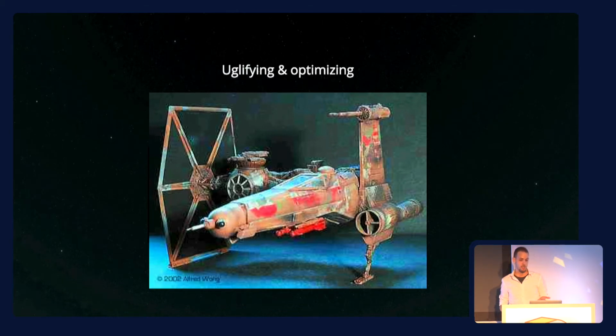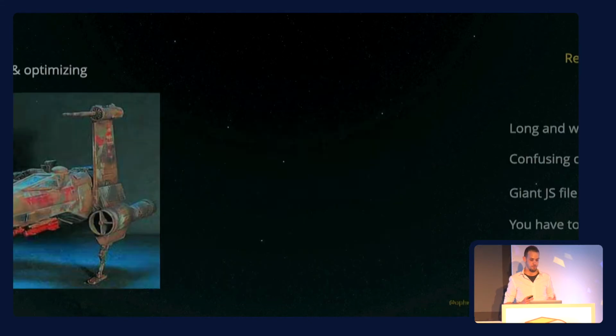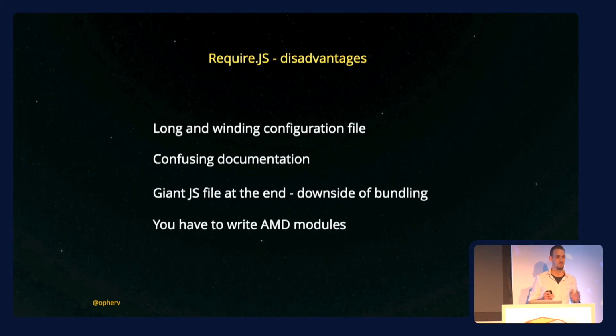But Require.js isn't perfect. It has a long and winding configuration file that's really quite a hassle to edit. It has a bit of confusing documentation. And you end up with a giant JavaScript file in the end. But that's not the downside of Require.js as much as the downside of bundling in general. And you also have to write AMD modules, because that was the way it was designed.